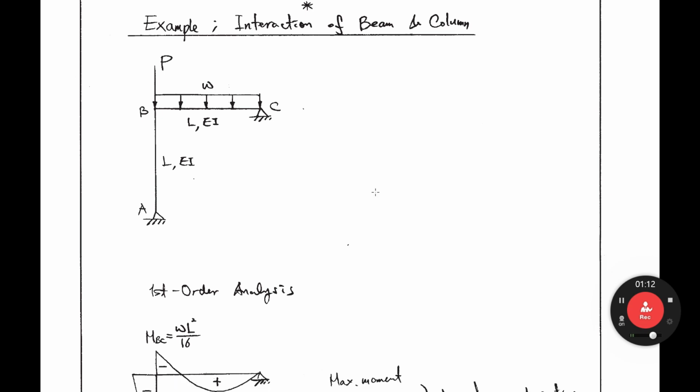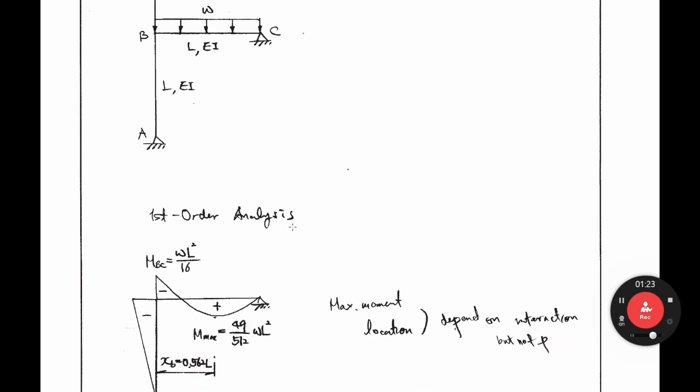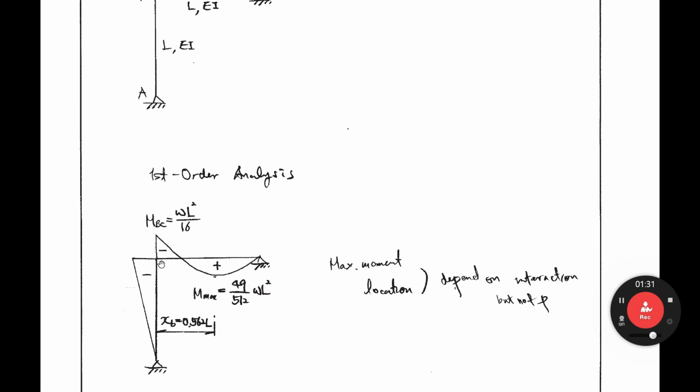You know how to do first order analysis of this case because you have already learned in your undergraduate course, right? So if you do first order analysis of this frame, then is this one. That is the result of first order analysis. MBC equal omega L square over 16. The maximum moment at the beam equal 49 over 512 omega L square. The maximum moment location equal 0.562 L from here.